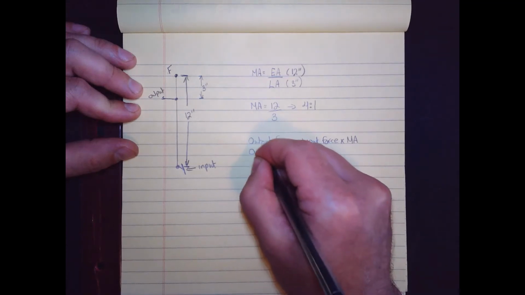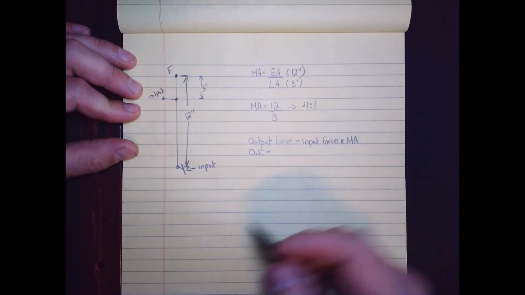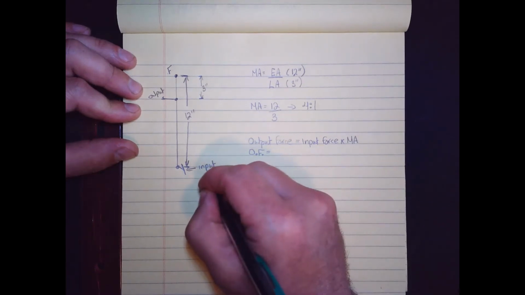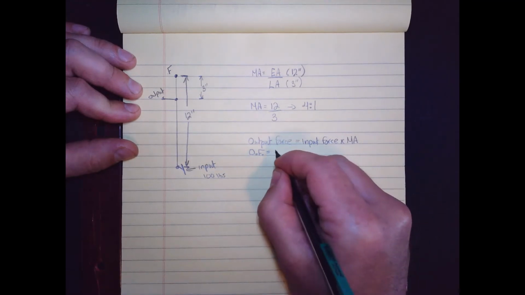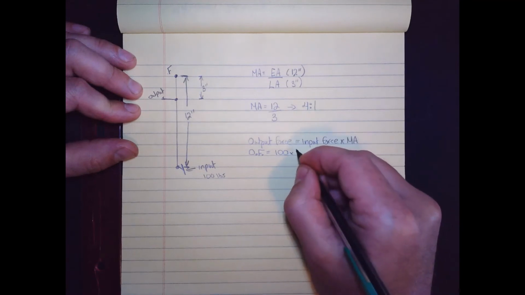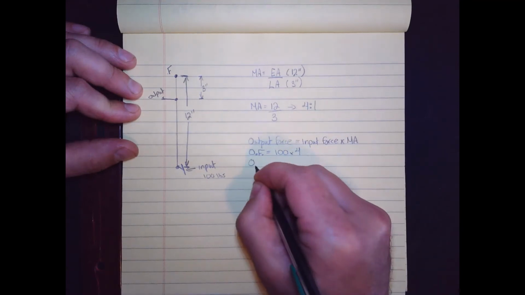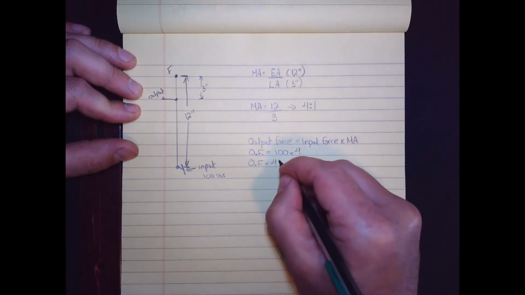Right? So output force equals whatever we want to put in. And to be easy, let's say 100. So we'll say 100 pounds in. So our output force is going to be 100 pounds of input multiplied by our mechanical advantage of 4. Output force equals 400 pounds.